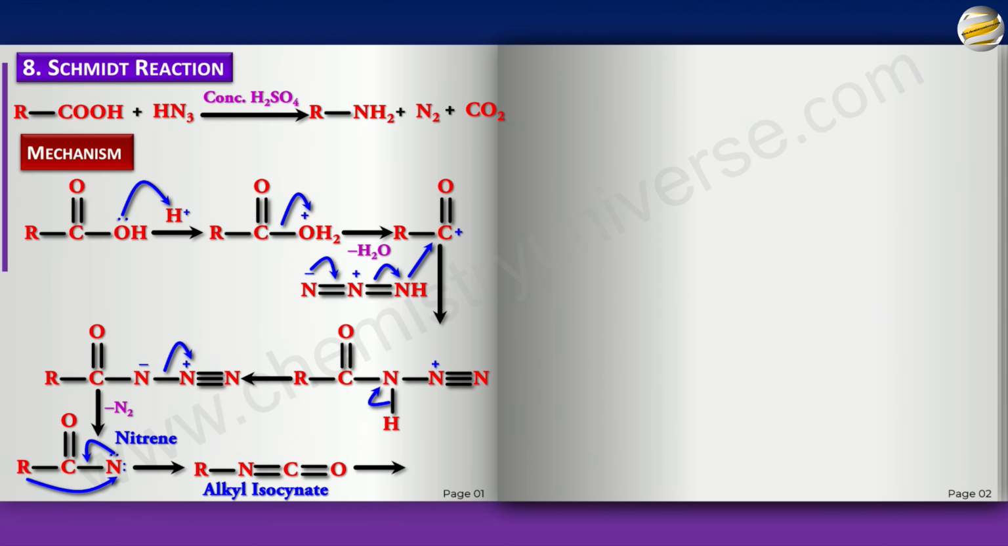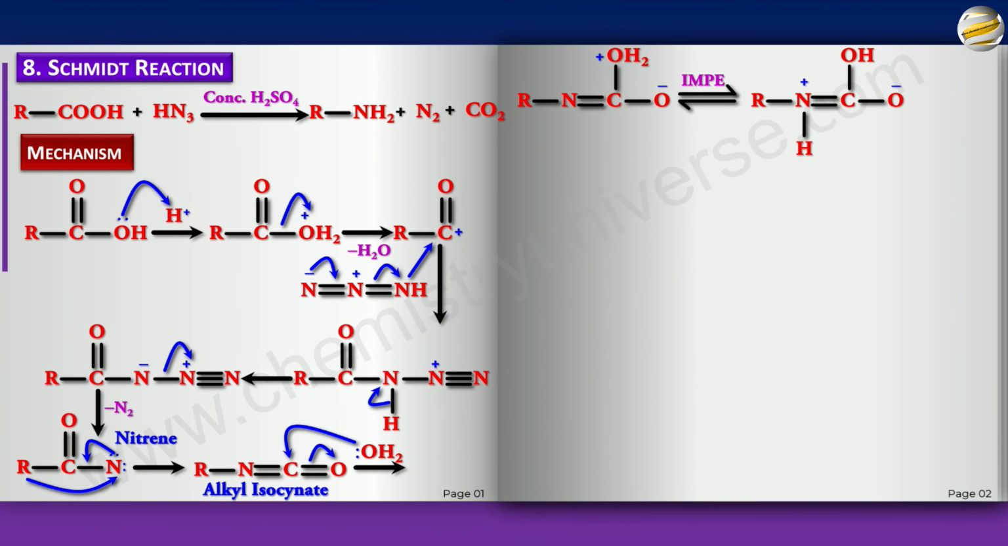Now water attacks the carbon, and the pi bond shifts to O. You get this, then an intramolecular proton exchange. The proton goes to N. Of course, the O minus could also have picked it up, but we are showing the reaction where N picks it up. Then the minus on O comes back, the pi bond shifts to N, and you get this. As you can see, we are close to getting an RNH2.